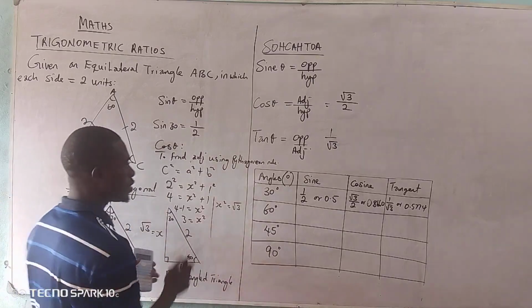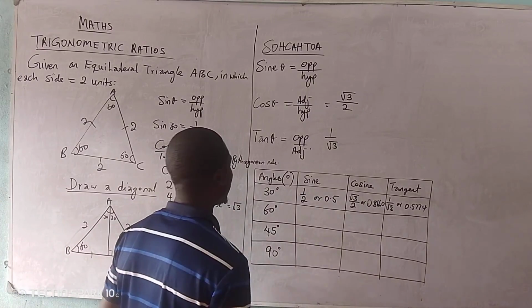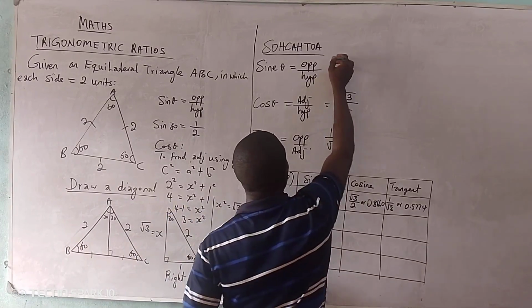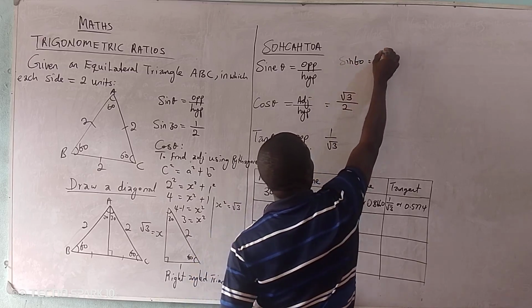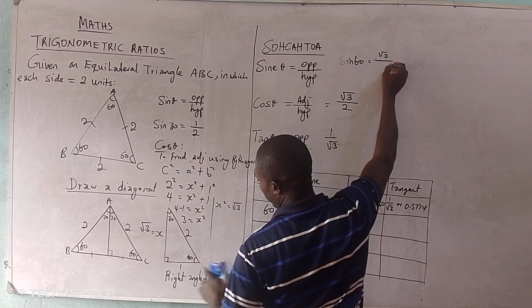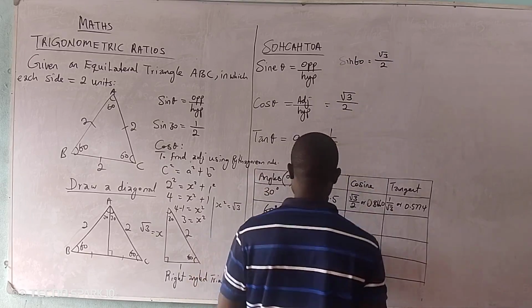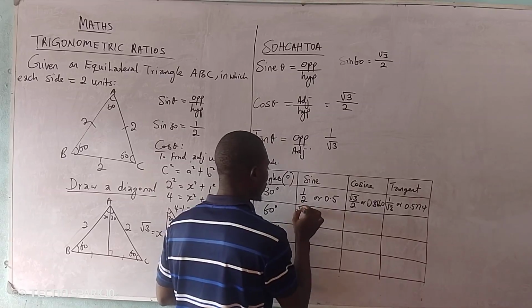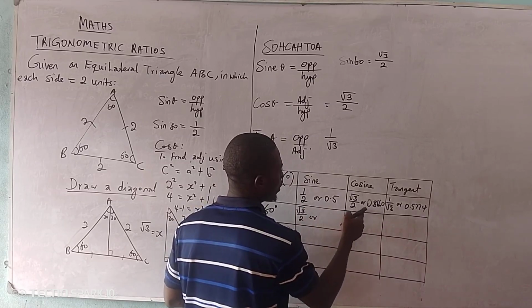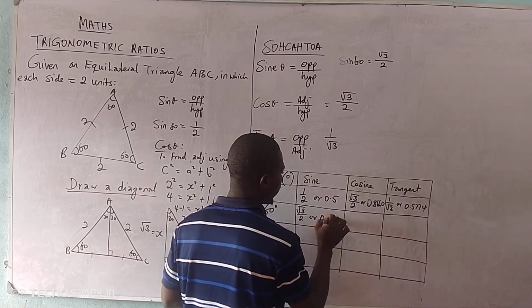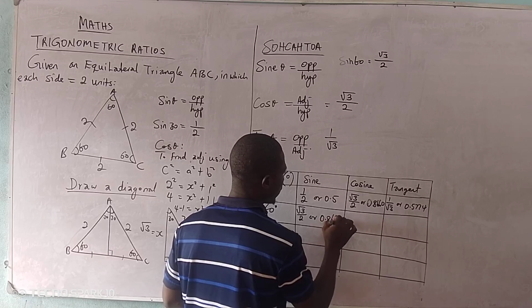The hypotenuse is 2. So sine 60 will be equal to opposite root 3 over 2 hypotenuse. If we change this to decimal, it still gives us the same thing here, 0.8660.